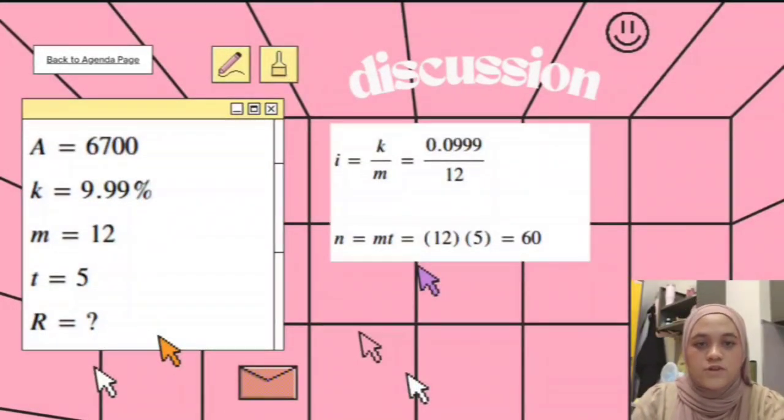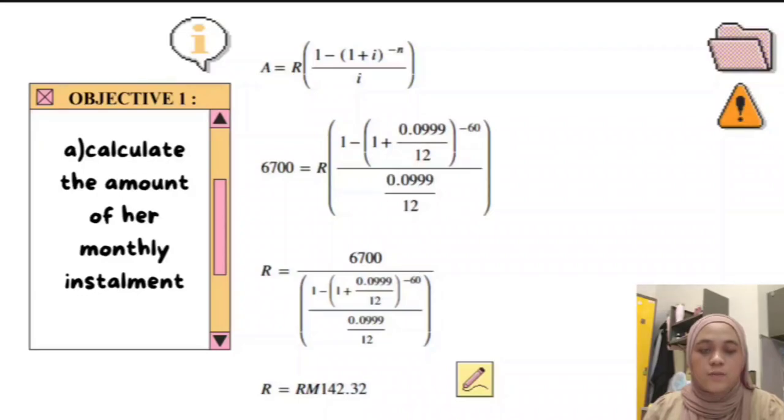Discussion for Chapter 4. A equals 6,700. K equals 9.99%. M equals 12 months. T equals 5 years. I equals K per M equals 0.0999 per 12. N equals MT equals 12 times 5 equals 60. For objective 1, we're going to use the formula A equals R open bracket 1 minus (1 plus I) power minus N over I, close bracket. After that, we put the information from the discussion into the formula, and we get R equals Rm142.32.